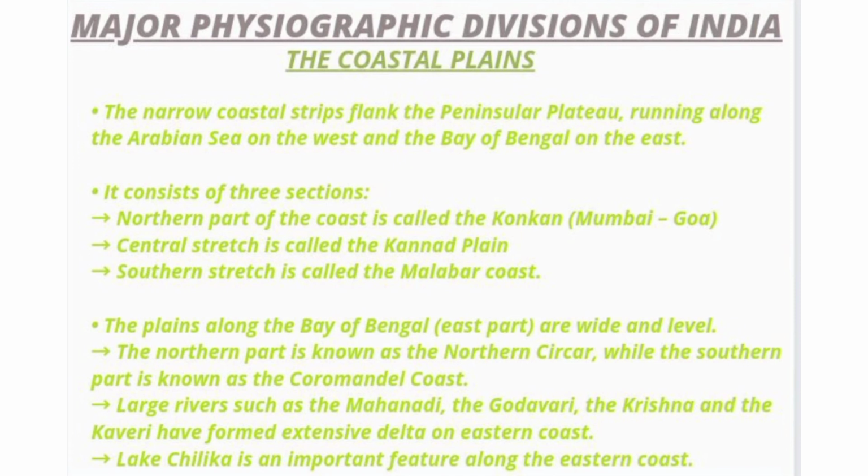The plains along the Bay of Bengal, the east part, are wide and level. The northern part is known as Northern Circars, while the southern part is known as Coromandel Coast. Large rivers such as Mahanadi, the Godavari, the Krishna, and Kaveri have formed extensive deltas on the eastern coast. Lake Chilka is an important feature along the eastern coast.